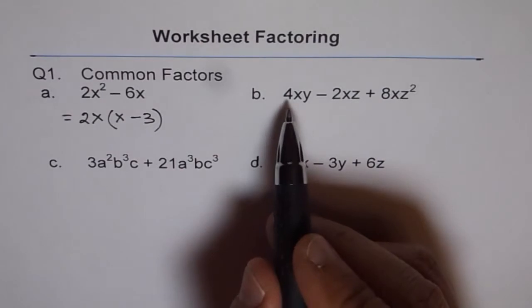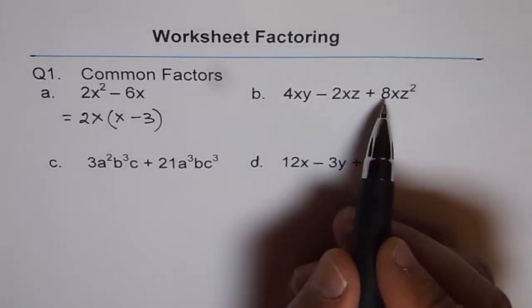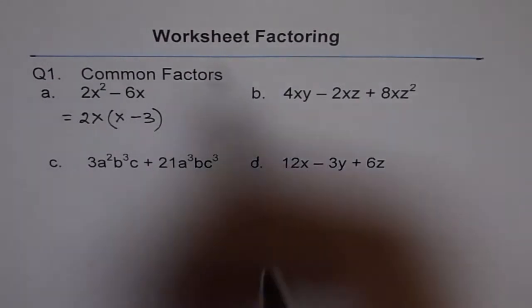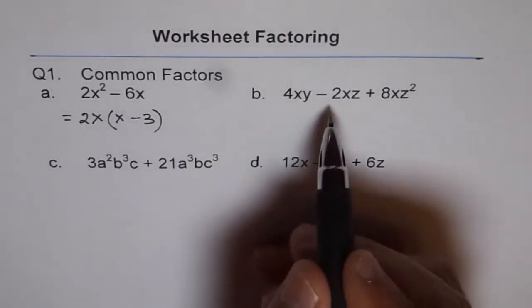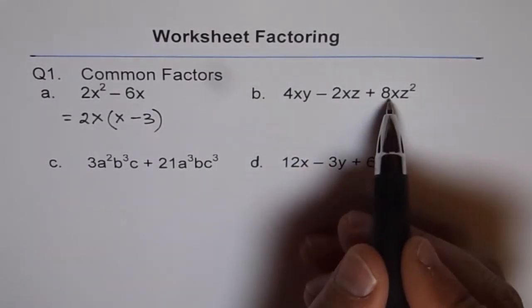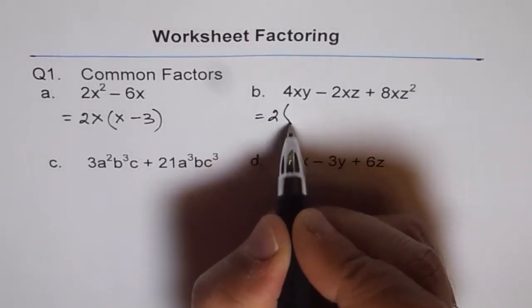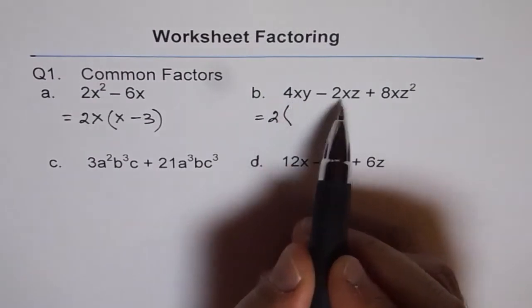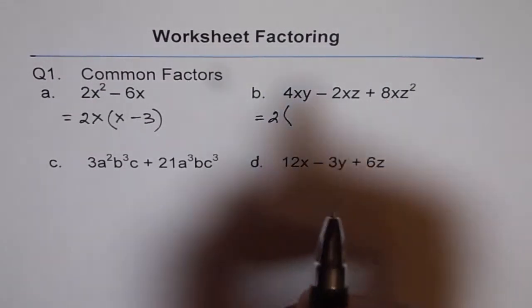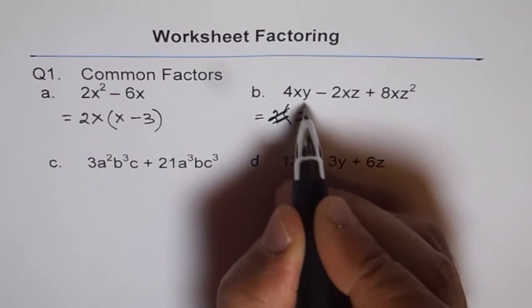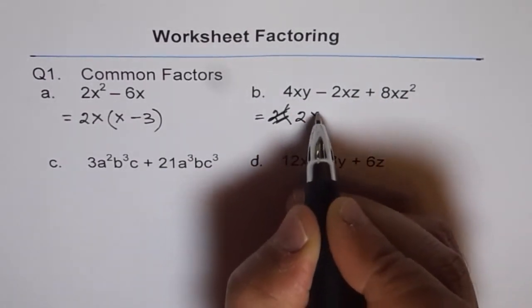Part B. 4, 2 and 8. Amongst the numbers, we see 2 is common, right? 2 times 2 is 4, 2 times 1, 2 times 4 is 8. So we take 2 common. Now in the variables x, x and x, so x is common. I'll put the bracket later. So we got 2 common and we got x also common, right? So we'll take x also.